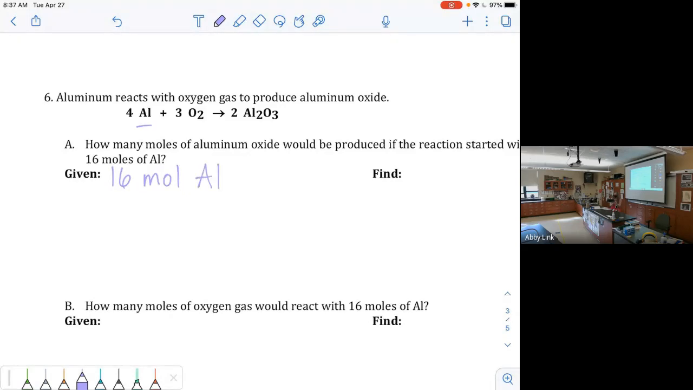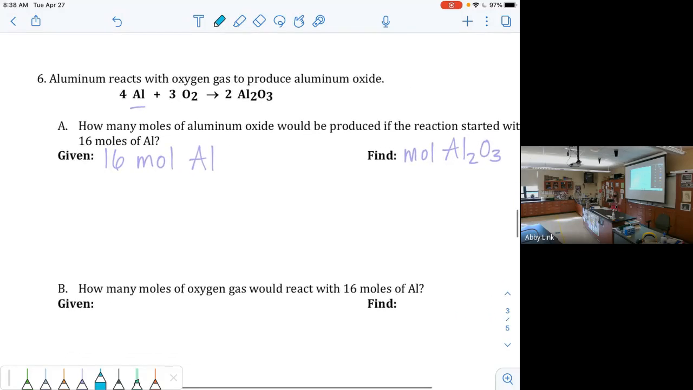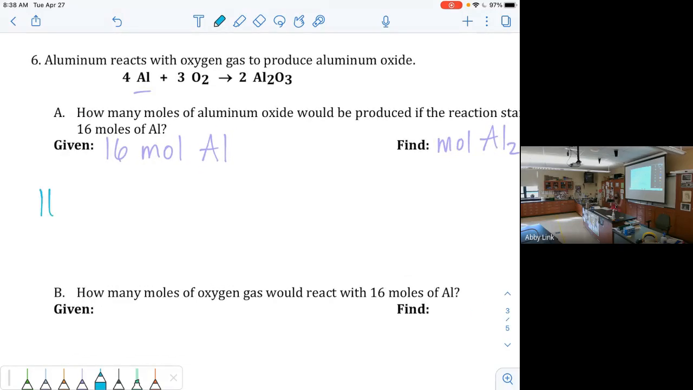That's our one reactant. And then they want us to find moles of the aluminum oxide, which is the Al2O3. That's the product there. All right, let's start this by setting it up, starting with our given over 1, same deal like that we've been working with since Unit 5. So 16 moles of aluminum over 1. Now look at your units.